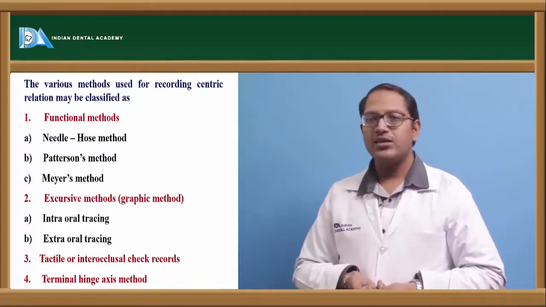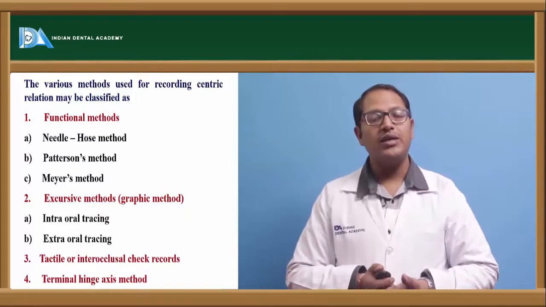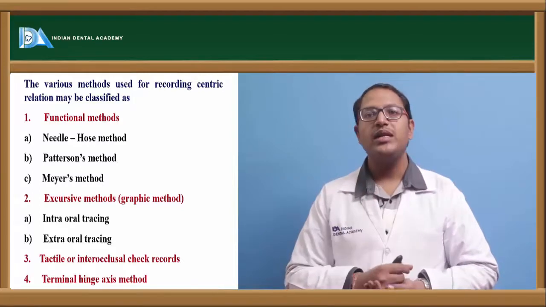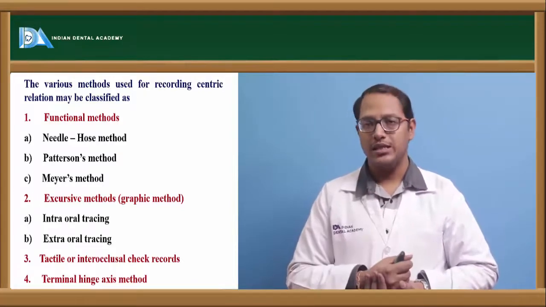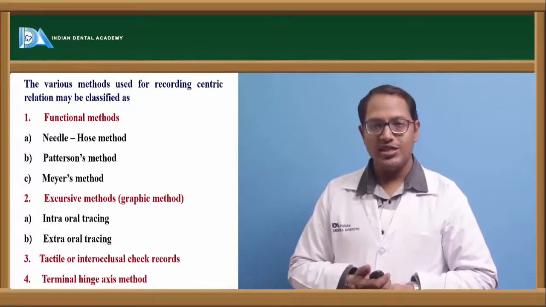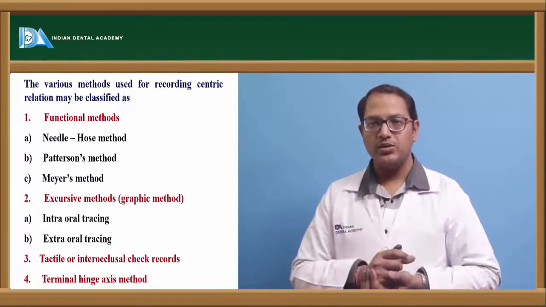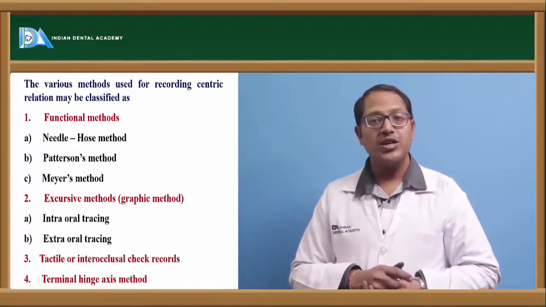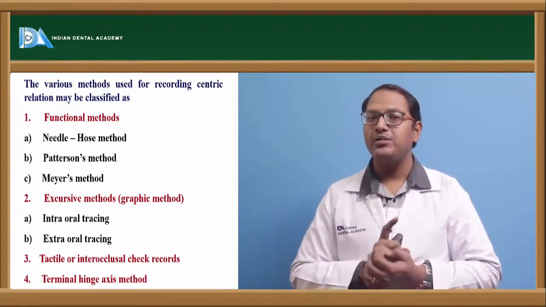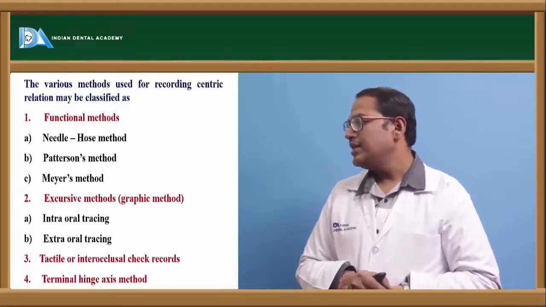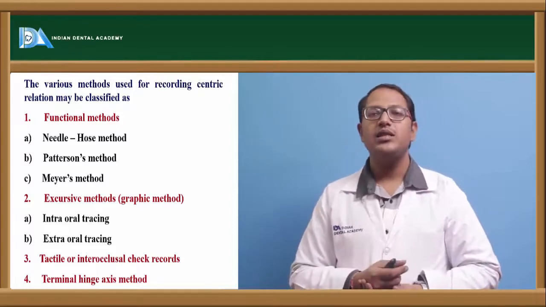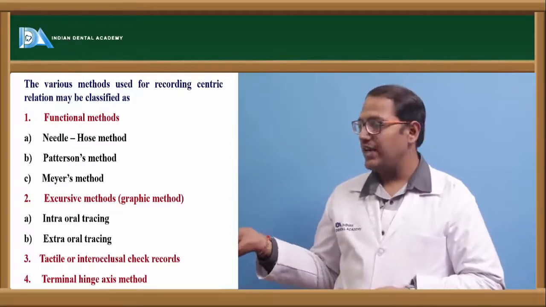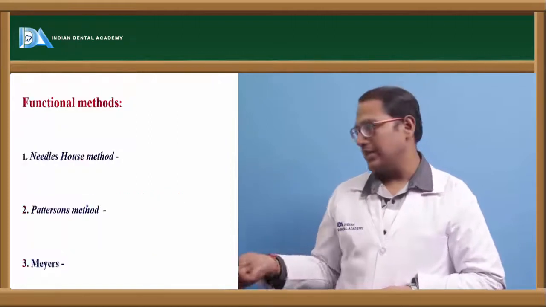So tactile senses or interocclusal check record, how do we do that? We can make use of plaster records. We can make it with the help of wax. We can make it with the help of silicone material these days. We can take the interocclusal check record, close the patient's mouth, and that record will be recorded in the centric relation. Closing the patient's mouth in centric relation, guiding the mandible to centric relation, is very important. Terminal hinge axis method, that is with the help of a kinematic type of face bow, is possible. And for that, you require a fully adjustable articulator.